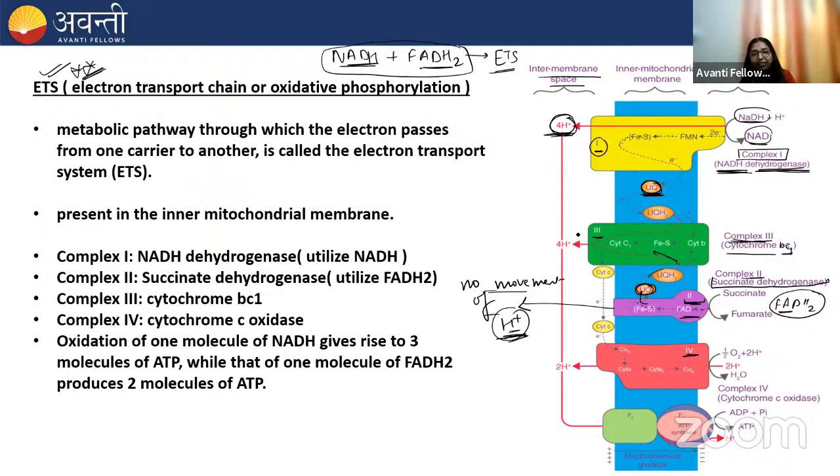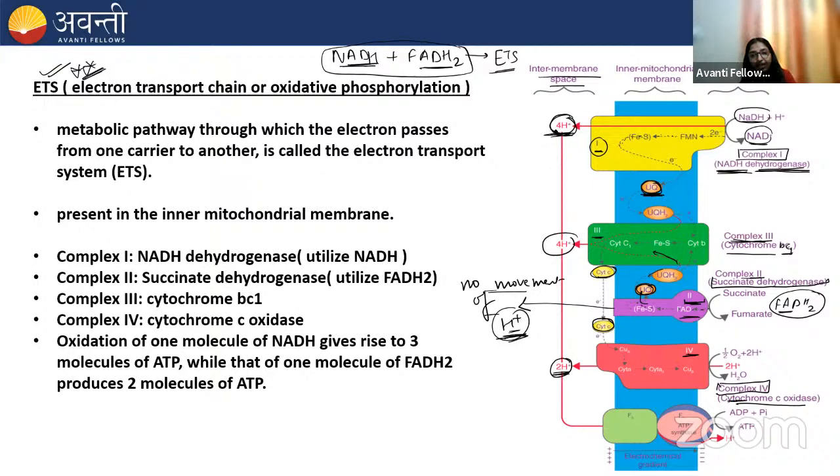And in return, when this complex 3 receives the electron, 4 protons again are pumped from the matrix into the intermembrane space. Now this complex 3 will transfer the electron to cytochrome C oxidase, which is complex 4. At this point, the mediator is cytochrome C. And in return, when complex 4 receives the electrons, 2 protons are pumped from the matrix into the intermembrane space. 2 protons.